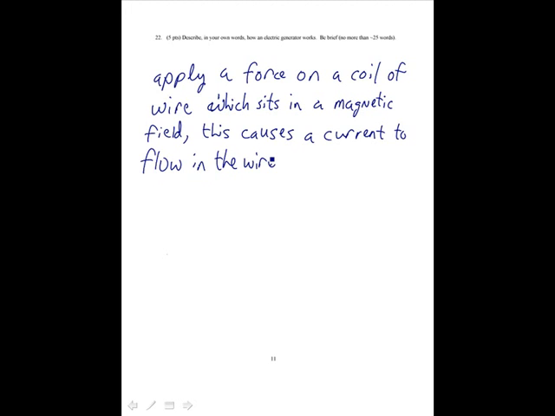I accepted a wide variety of those. Some people actually said that instead of moving the wire, you move the magnet, which is also true in different types of generators. Instead of moving the wire, you actually move the magnet around the wire. So that's similar to like the wind turbines that we saw in class. There are the answers to multiple choice.